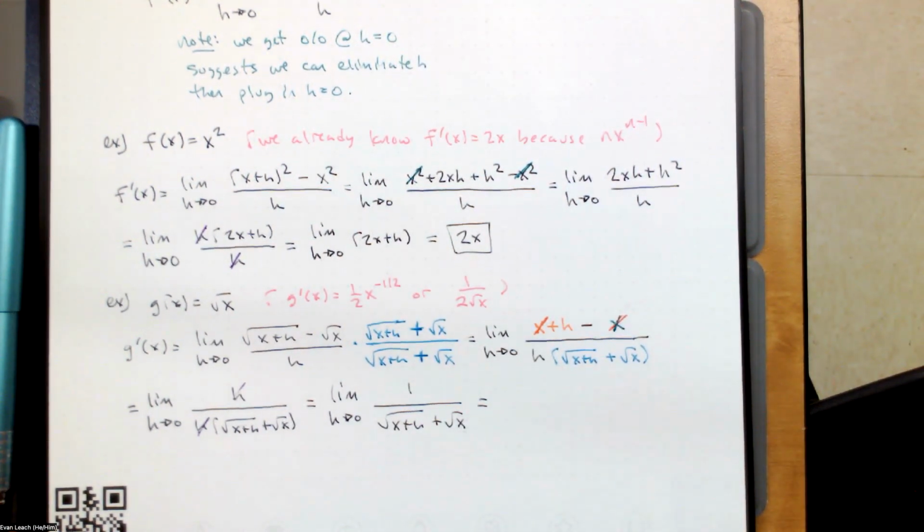And now, when we let h go to 0, I got 1 over the square root of x plus another square root of x. That's 2 square roots of x in the denominator. Just as we had foreseen.